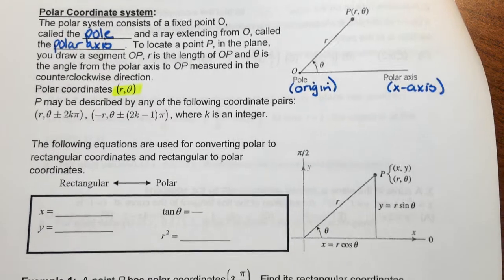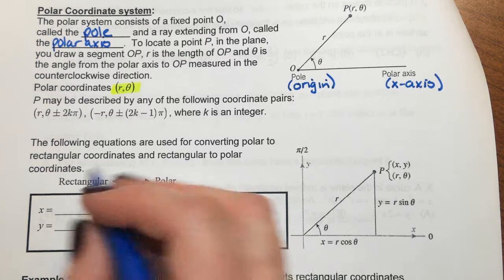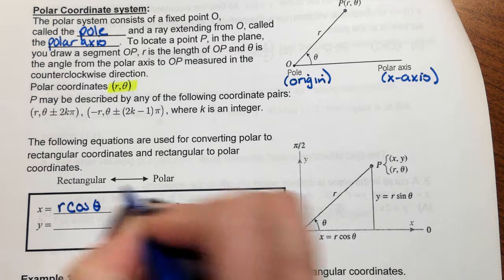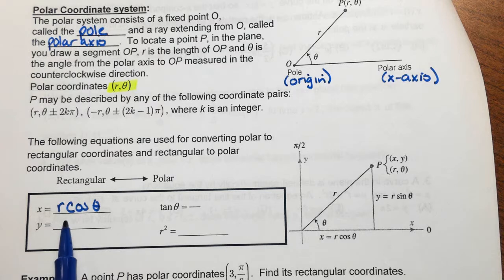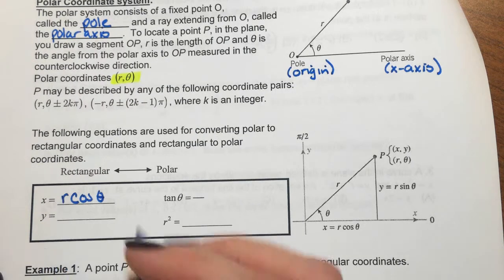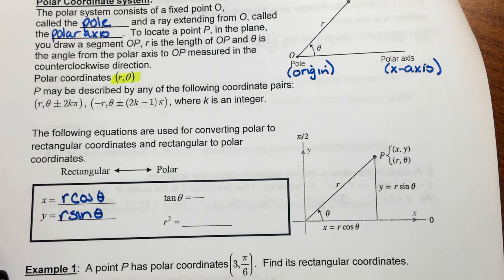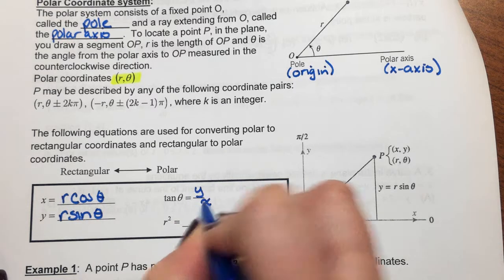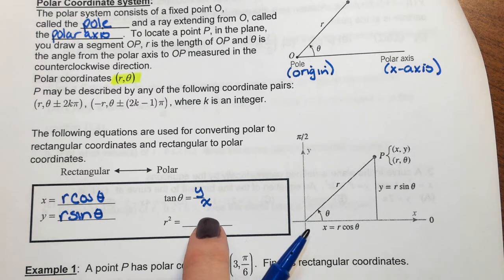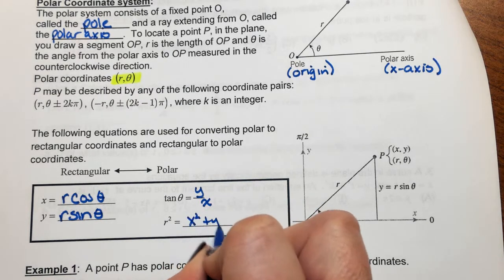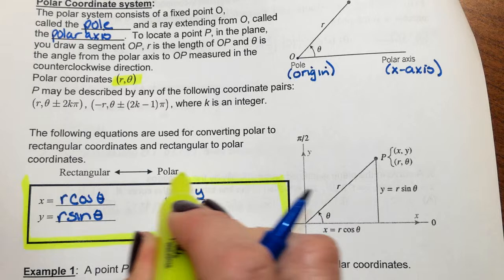So some conversion formulas that you'll need to know when converting polar to rectangular or rectangular to polar: x is equal to r cosine theta. So if you know the radius and a point r theta, then we can calculate what the x coordinate would be in rectangular. y is equal to r sine theta. Tangent of theta is equal to y over x. So if you have your rectangular point, you can solve for theta by taking the y coordinate divided by x. r squared is equal to x squared plus y squared. These are the conversion formulas you're certainly going to need to know for this section.